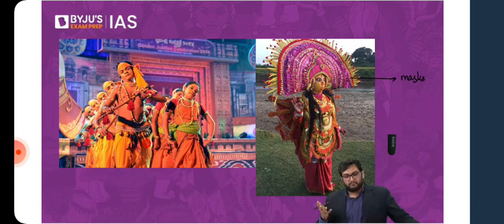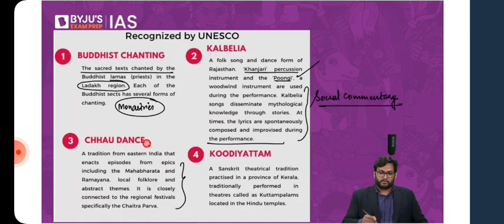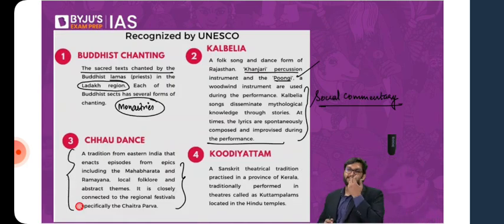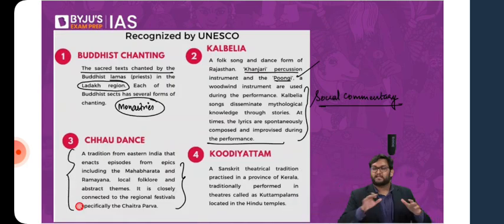So Chau, all of it, the Chaitra Parva festival which happens in this whole region, all the regional variations have been recognized. So very simply, Buddhist chanting, Kalbeli, Chau. Thereafter, two which you already know, which is Kudiyattam and Mudiyattu. If you remember, I showed you these or we discussed this in the theatre form.